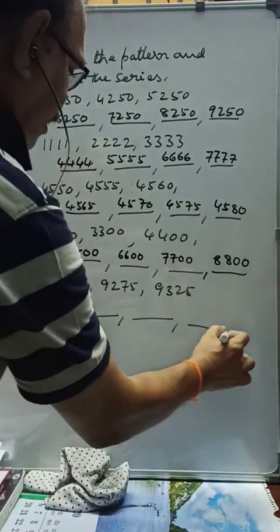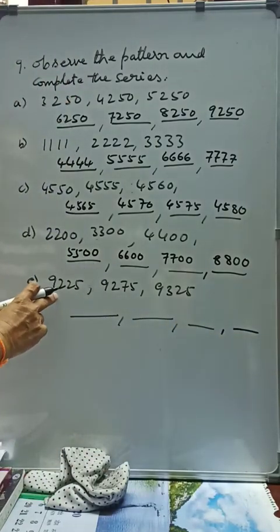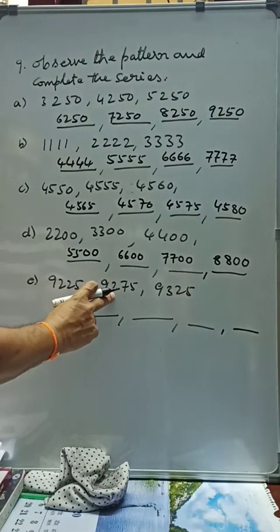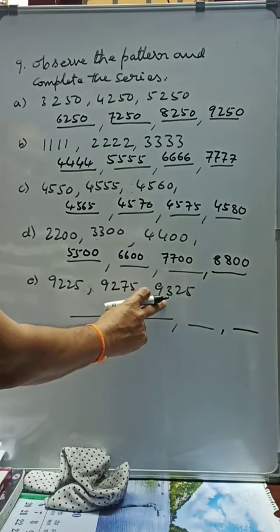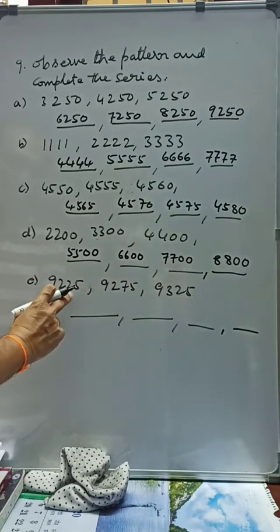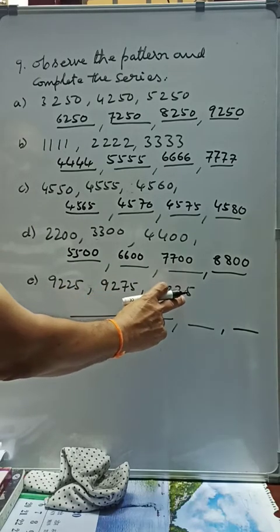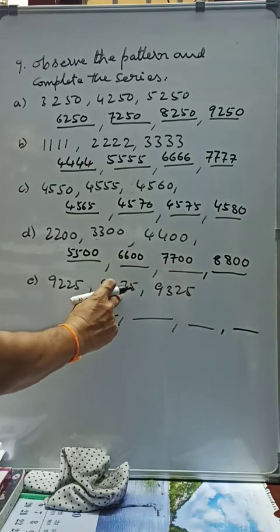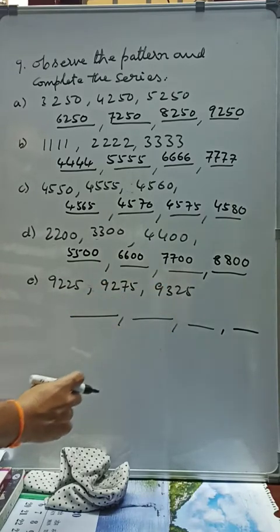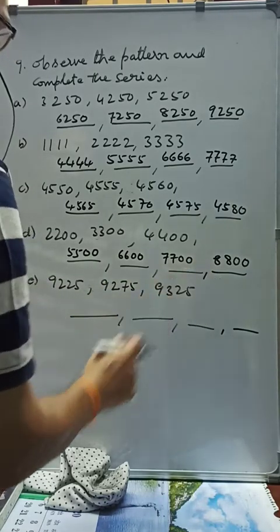Coming to the last one, 9225, 9275, 9325. 25 and 75 differs by 50. So 50 we are adding. 75 plus 50 is 325. 275 plus 50 is 325. 325 plus 50 we have to add.